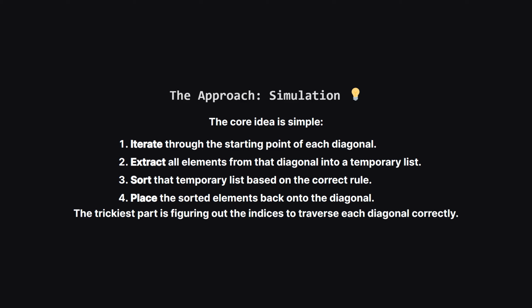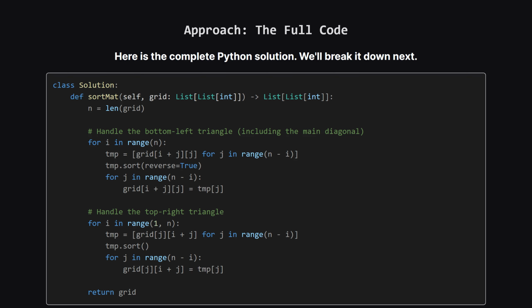So our overall strategy is a direct simulation of what we just did. We'll write code that systematically finds the start of every single diagonal. For each one, we'll pull its numbers into a list, sort that list the right way, and then write the sorted numbers back into the grid. The real challenge isn't the sorting itself, it's the looping and indexing required to walk along these diagonal paths. Okay, here's the full code. It looks like two main blocks of loops. The first block handles that bottom left triangle, and the second block handles the top right. Let's zoom in on that first block to understand how it works.